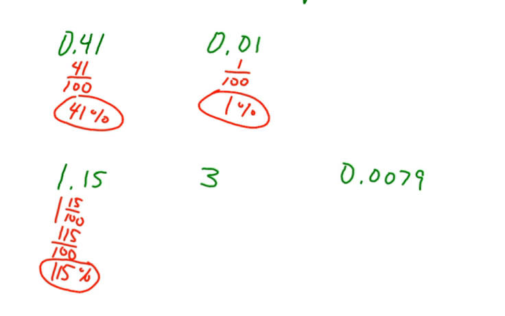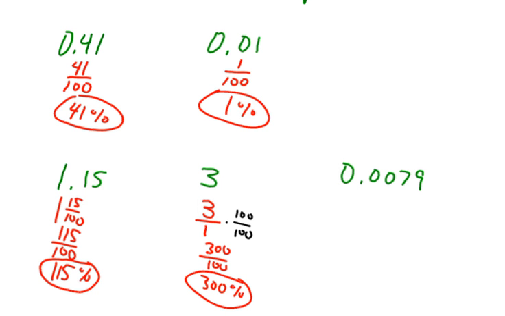So 3 max, what do you say, 3? That would be 300%. 3 is 3 over 1, right? So when you multiply by 100 over 100 to get the denominator to be 100, that's where you get 300%. Okay. 300%.